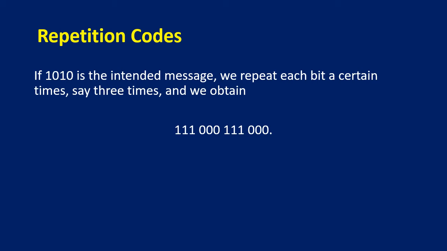So in repetition codes, we repeat each bit a certain number of times. For example, this is the intended message, 1010. So what you do is you repeat each bit 3 times. So 0 is repeated 3 times, 1 here is repeated 3 times, and lastly, the last digit is repeated 3 times. So that's what we mean by repetition code.